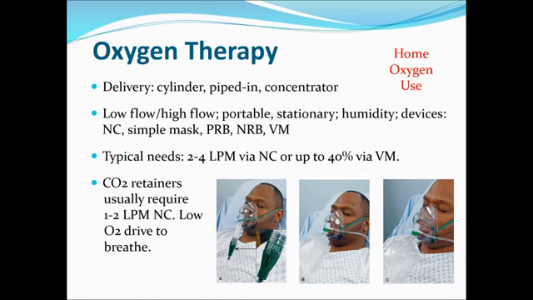There's different devices, all the way from nasal cannula, simple mask, a partial rebreather, non-rebreather, a Venturi mask. Venturi mask is actually the best if your patient requires higher amounts of oxygen, because it's very specific. It can be adjusted to provide the appropriate amount of oxygen flowing in there, percentage-wise. Most patients, you're going to look and see it's usually 2 to 4 liters per minute via nasal cannula, or if they're on a Venturi mask, it's usually up to 40%.